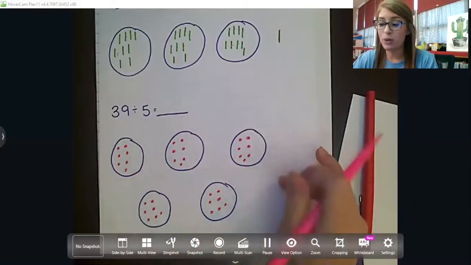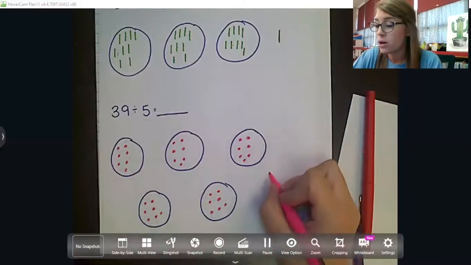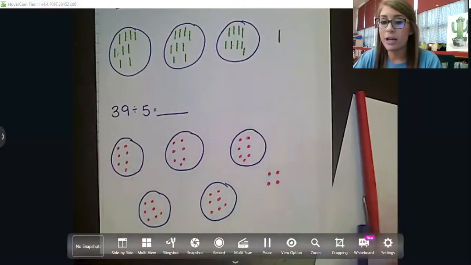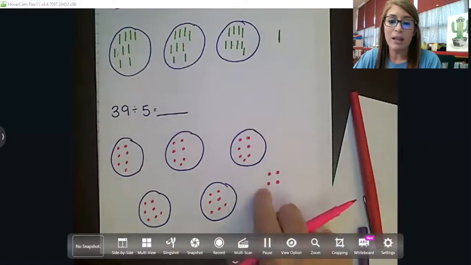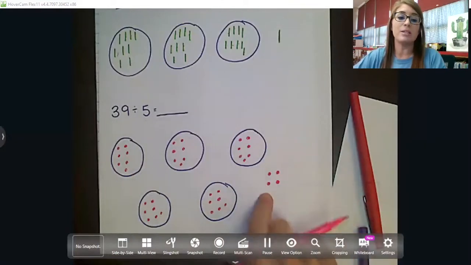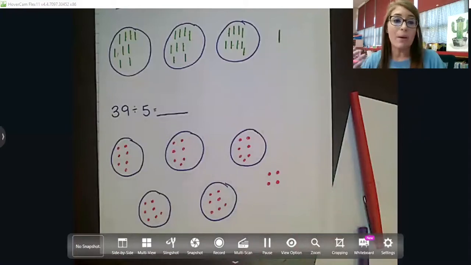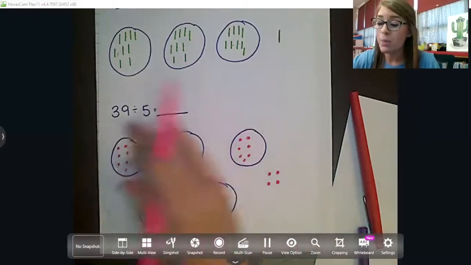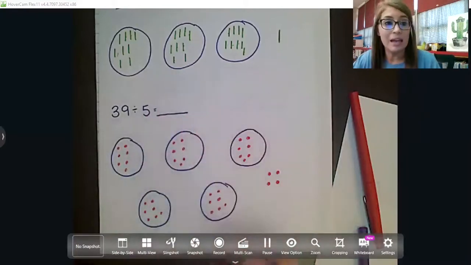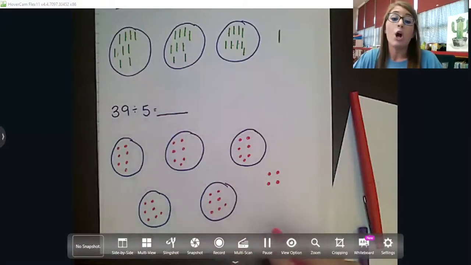Yes, exactly. I'm going to put them out here. So 36, 37, 38, 39. So there's my leftovers right there. Okay, so now I've got to go back and to find my quotient, I've got to count how many dots I've got in each circle. And remember, we did that evenly, so they should all have the same amount.